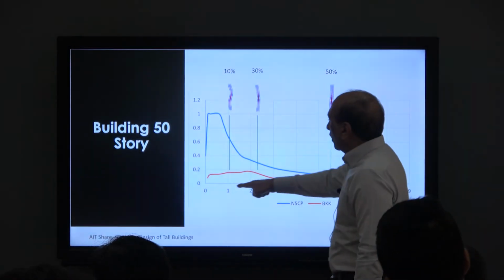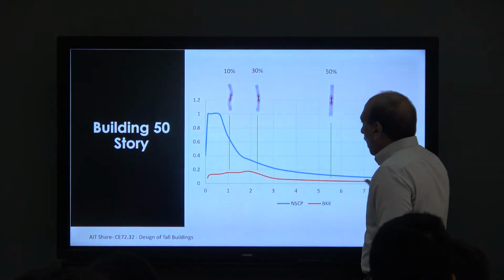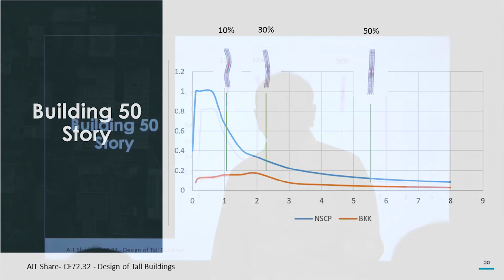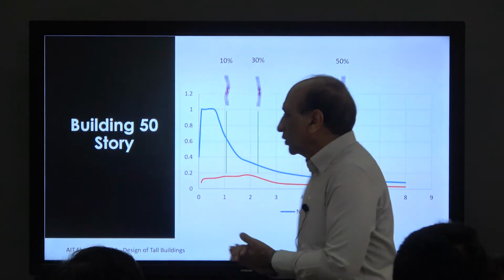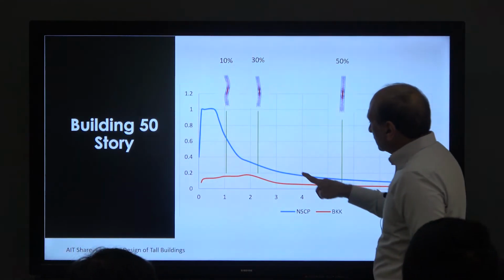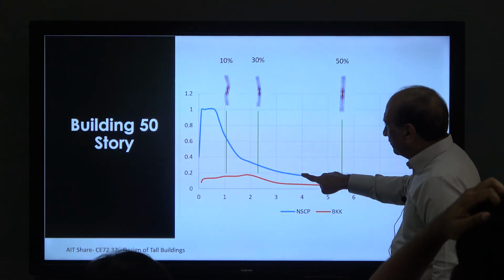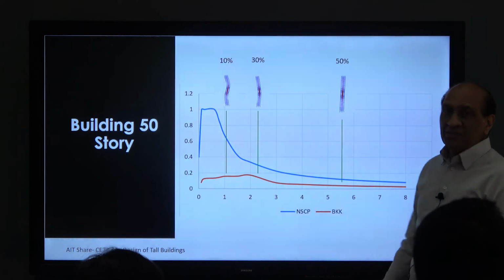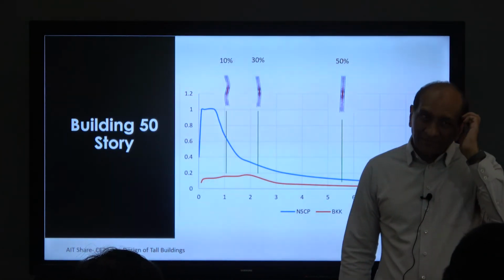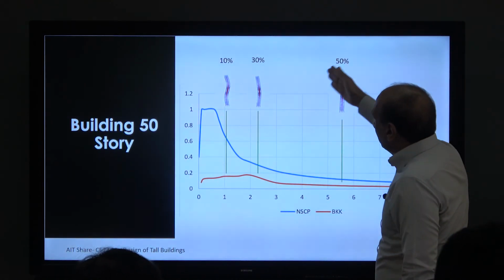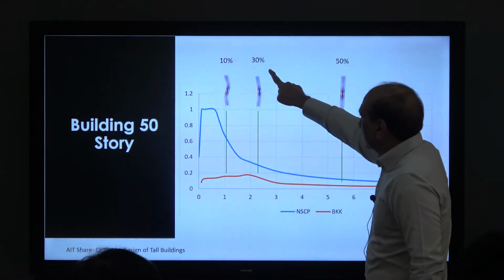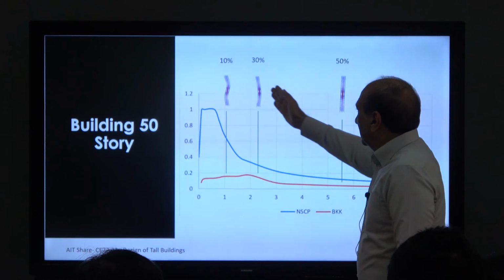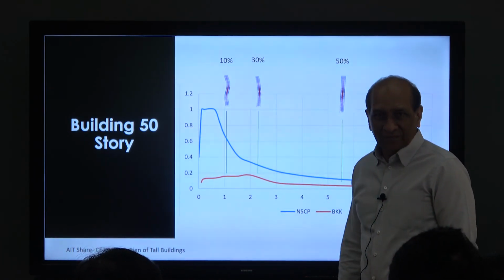This is the response spectrum of the site where the building is located. You know what's a response spectrum? Everybody knows? Okay. So two different response spectra. This is Bangkok, this is Philippines, right? Look at the different values and shape of the response spectrum. This is mass participation, 50%, 30%, 10% for this building. First mode, second mode, third mode, right?